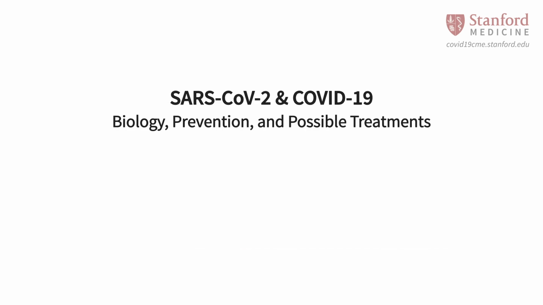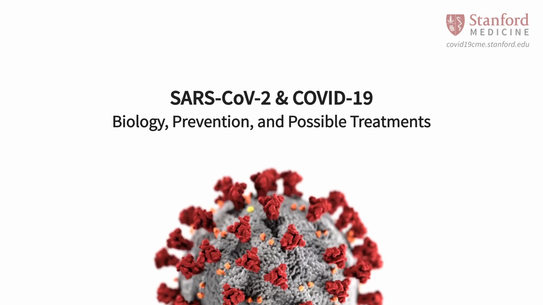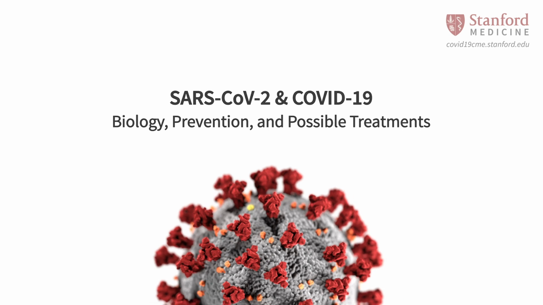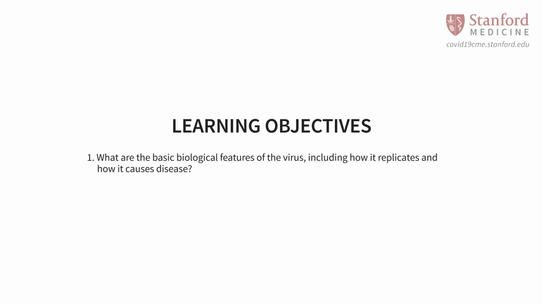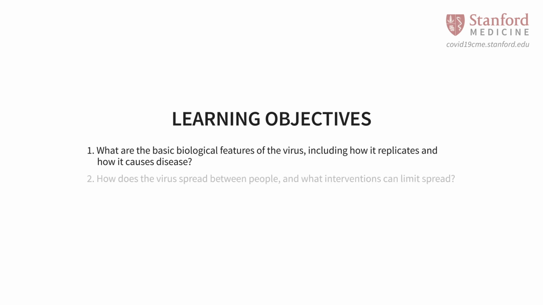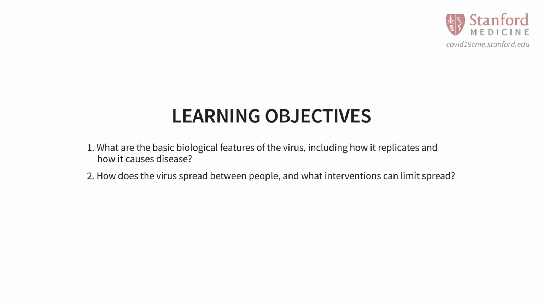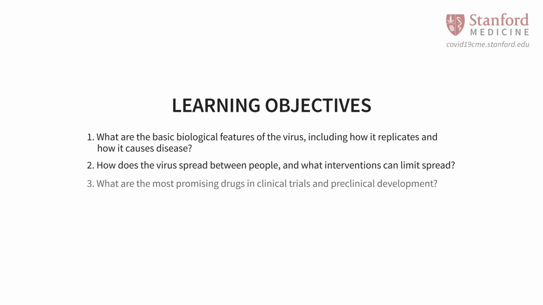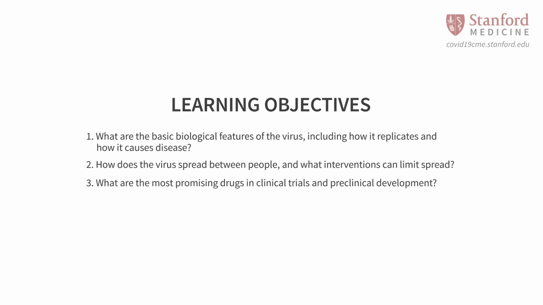Today we will be discussing the basic biology of SARS coronavirus 2, the virus that causes the disease COVID-19. We have three learning objectives in this presentation. First, what are the basic biological features of the virus, including how it replicates and how it causes disease? Second, how does the virus spread between people, and what interventions can limit spread? Third, what are the most promising drugs in clinical trials and preclinical development?